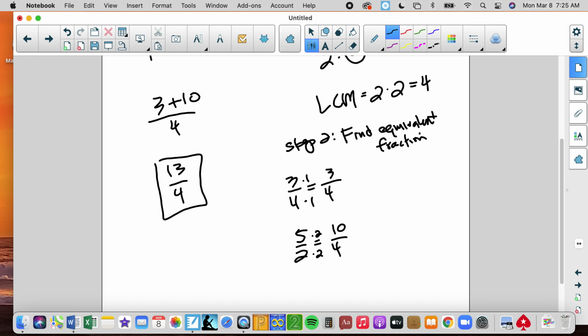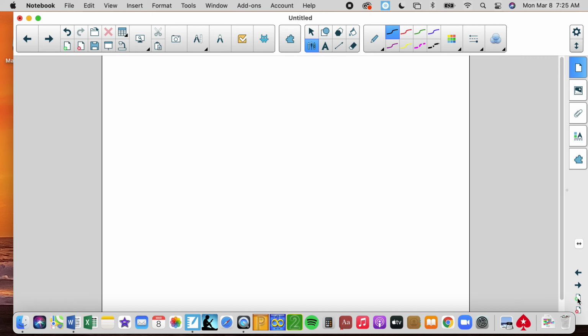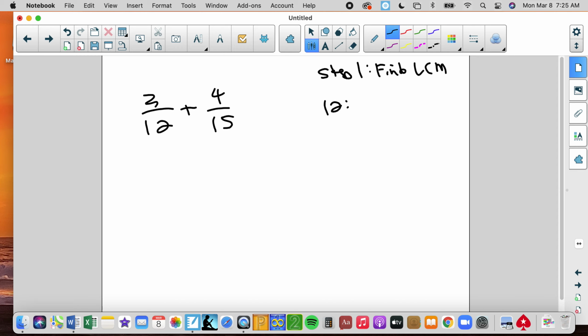Let's do one that's a little bit more complex. Let's do 3/12 plus 4/15. I like that. All right, so step 1, find LCM. Let's do the prime factorization of 12, which is 2 times 2 times 3. 15 is going to be 3 times 5.